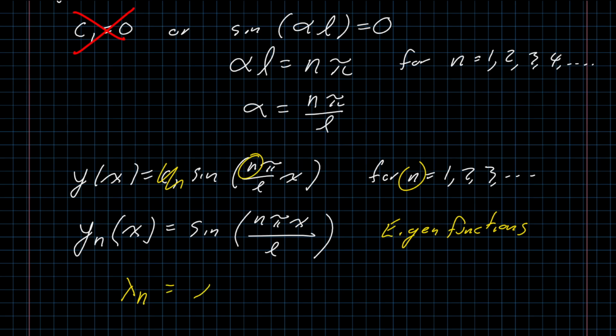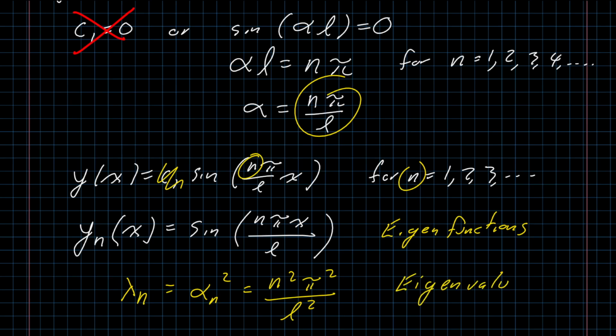Remember that lambda was alpha squared, so that's n pi over L squared, which is n squared pi squared over L squared. These are called the corresponding eigenvalues for this boundary value problem. And again, remember that prefix eigen means characteristic. So the characteristics of this particular boundary value problem are that the solutions occur when the eigenvalue, the lambda in the equation, is n squared pi squared over L squared, and then the solutions take the form of sine of n pi x over L.